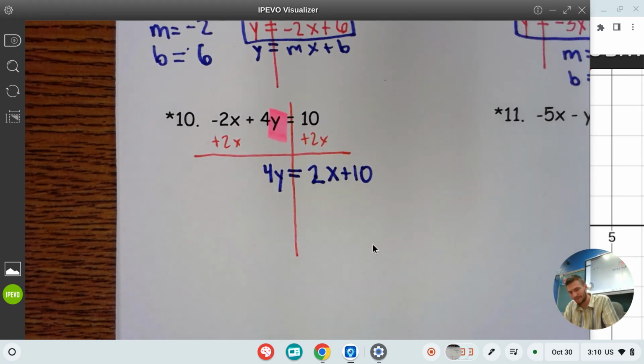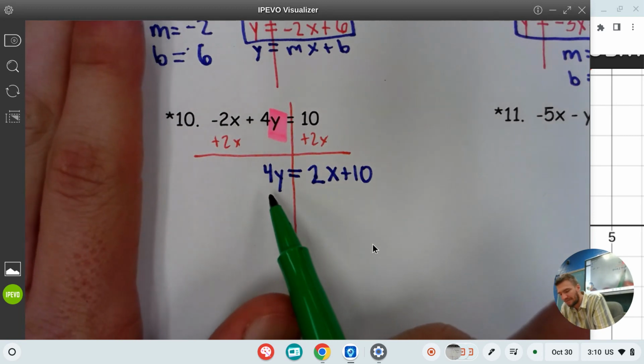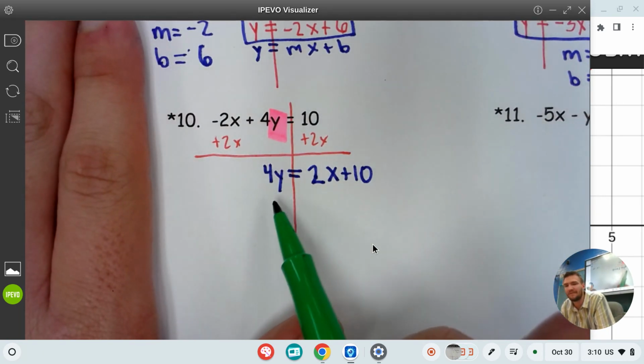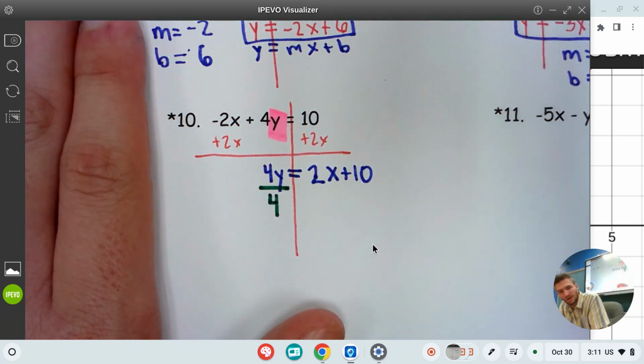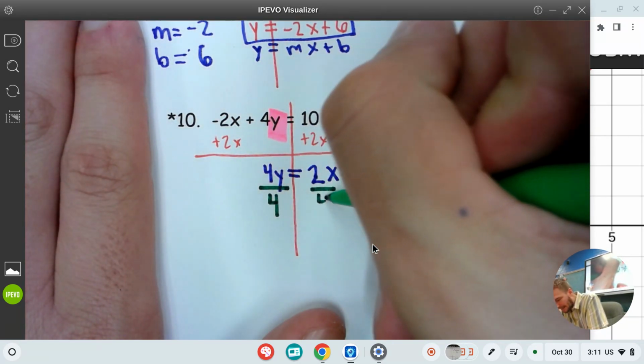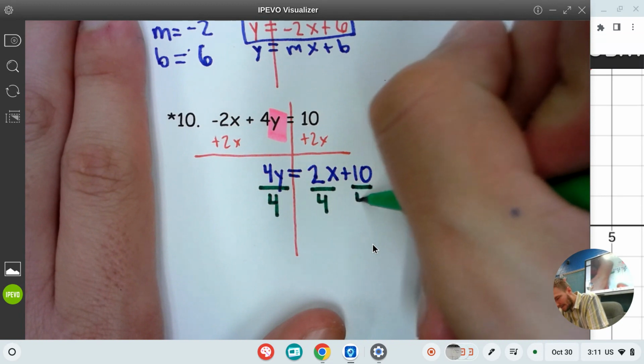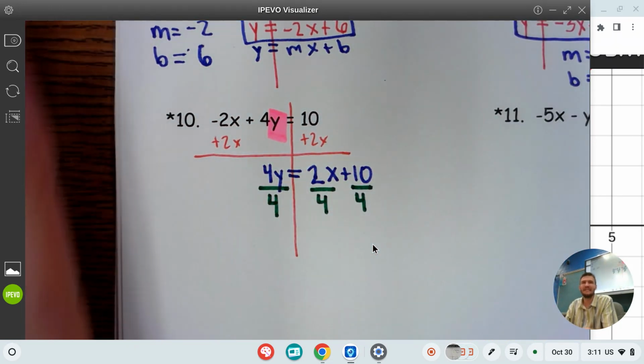Now, here's the whole reason we're doing this question. Again, it's at the very end. I said this question was a little bit harder. How do we finish? We have to use divide. And here's what you've got to see. Divide by 4, divide by 4, divide by 4. Every single part.